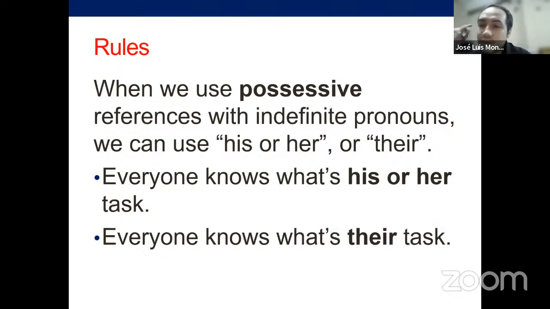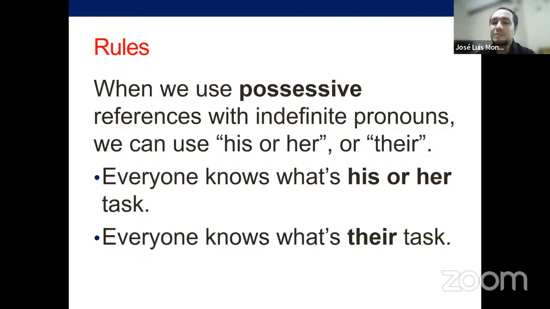Now here, I have something to say. In Pearson, they say that it's more formal if you use his or her. But in other books, other education companies, and other universities, they consider that their is more formal than his or her, because they say there is no sense to say his or her every time, right? Everyone knows what his or her task.